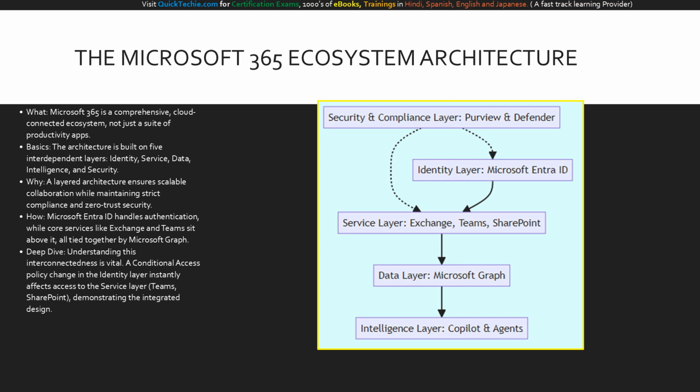Let's start by looking at the big picture. Microsoft 365 is much more than just Word or Excel. It is a highly integrated, cloud-connected ecosystem. To truly master M365 administration, you must understand its 5-layer architecture.